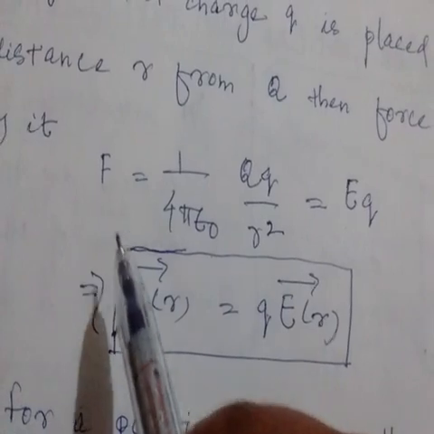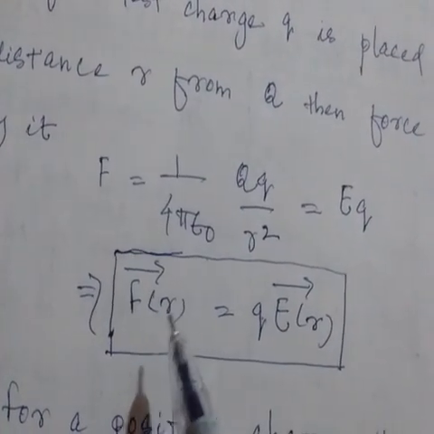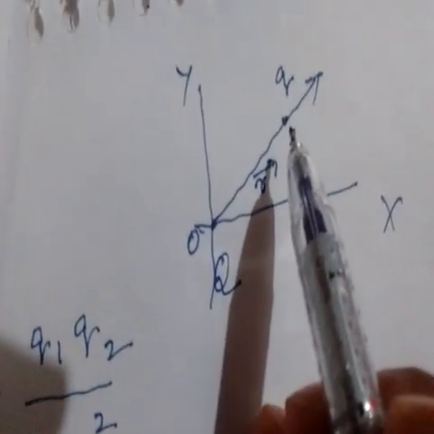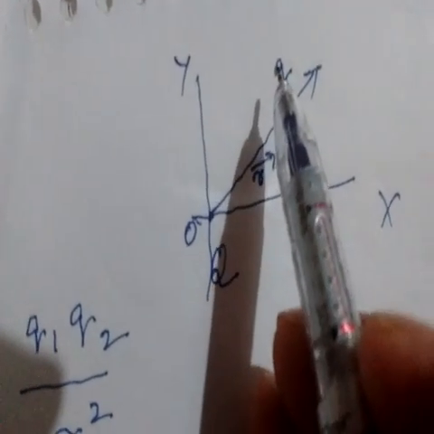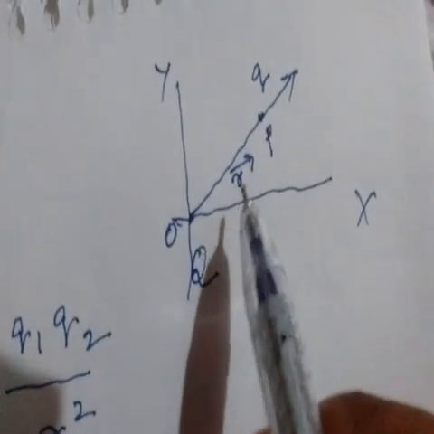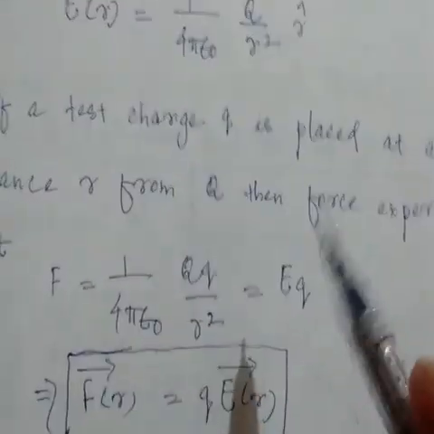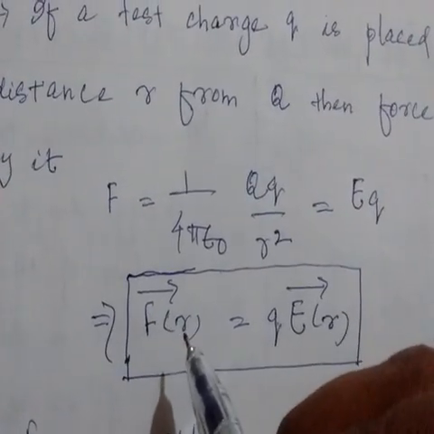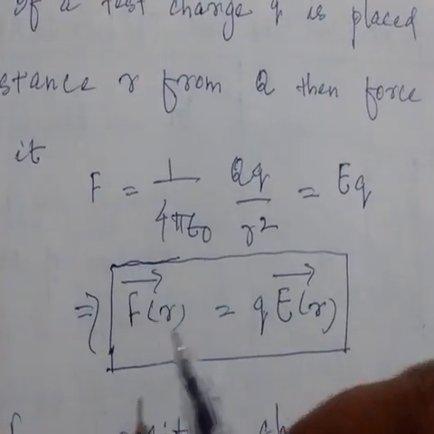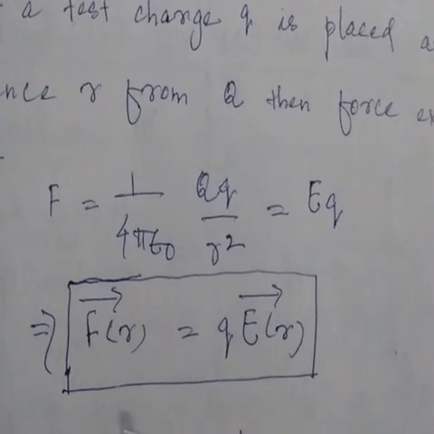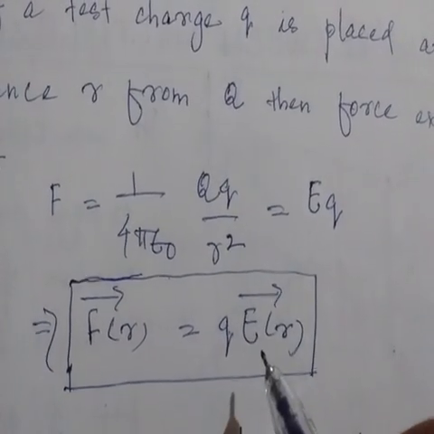This implies F of R, of course this electric field is the field at position R. That means whatever force this small q is experiencing also depends on this R. So now the force will also become dependent on R. Now F of R is equal to q E of R. This is the relationship between F and E.